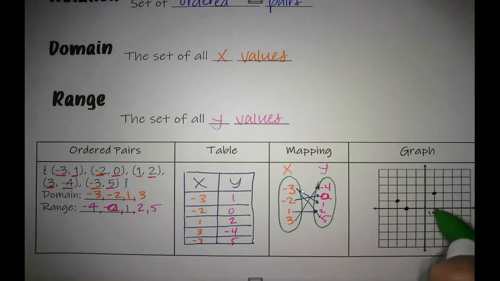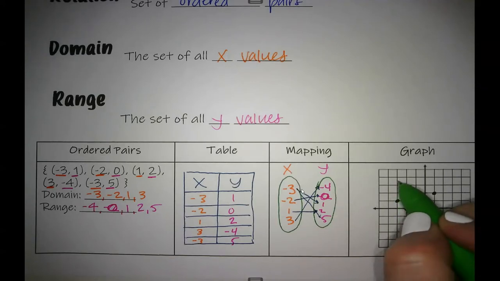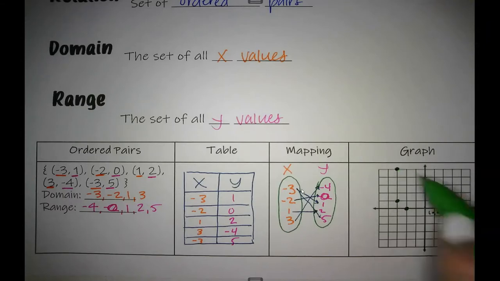Positive 3 to the right, 1, 2, 3. Negative 4, 1, 2, 3, 4. Negative 4 means I move down 4. And then again, I'm moving to the left, negative 3, 1, 2, 3. And then positive 5 means I move up 5. 1, 2, 3, 4, 5. And remember from our graphs, this one is a discrete graph because it is just made up of points.